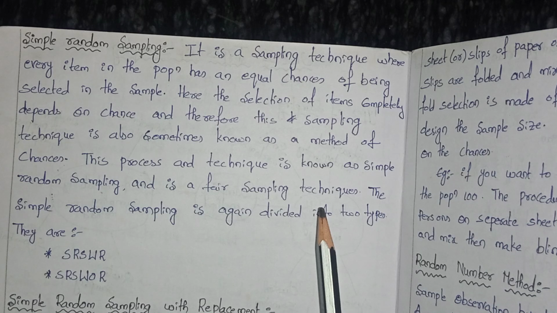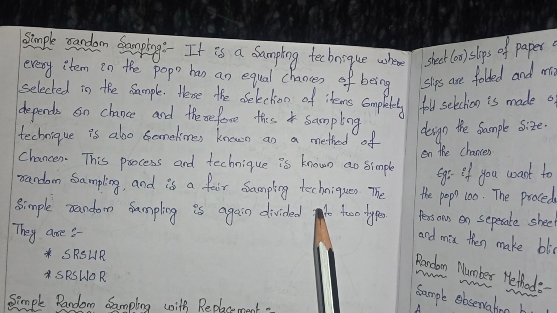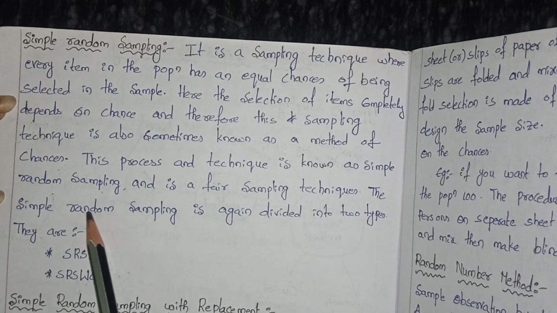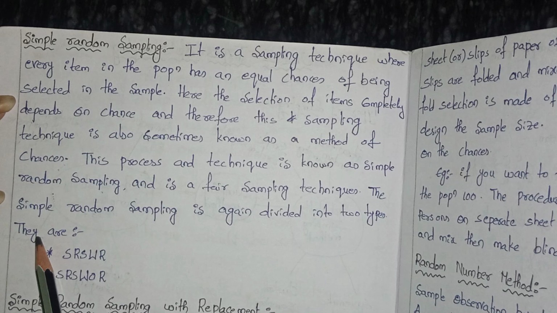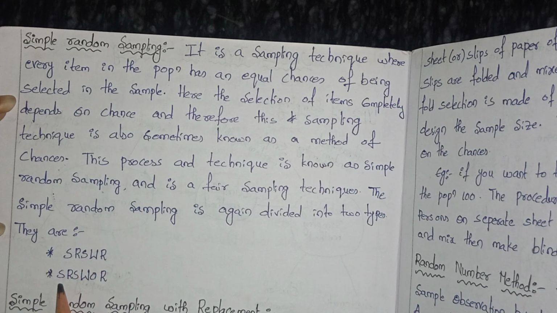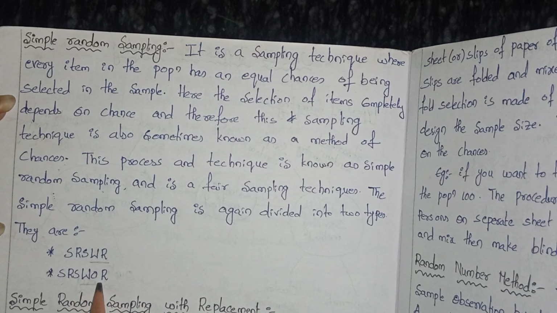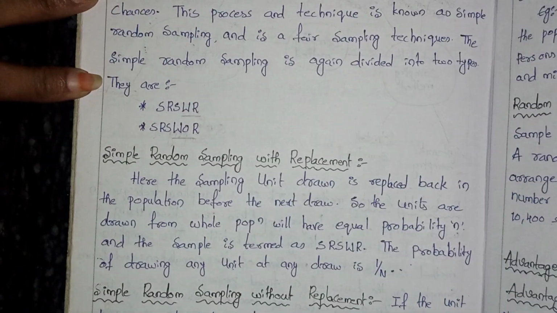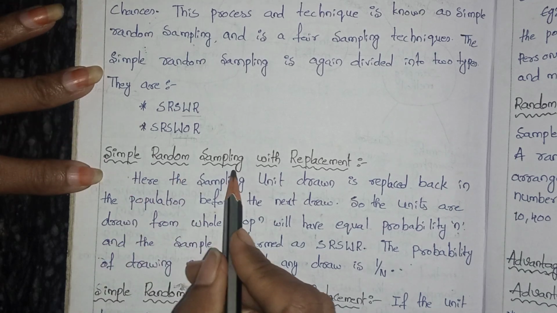Why is it called a fair sampling technique? Because we don't know which item will come unless we select, so that's why it is called fair. Simple random sampling is again divided into two types: SRSWR, simple random sampling with replacement, and simple random sampling without replacement, in short SRSWOR. First we will see simple random sampling with replacement.